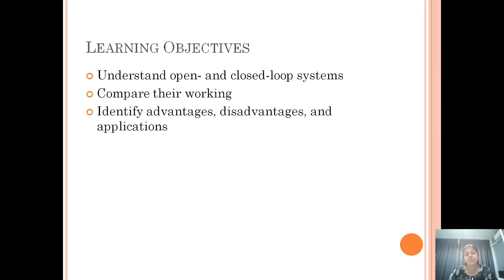Let's begin by understanding the fundamental concepts of control systems and their importance in engineering and biomedical applications. This presentation introduces the two main types of control systems, open loop and closed loop systems. It explains their working principles, compares their characteristics, highlights their advantages and disadvantages, and discusses their applications in biomedical engineering.